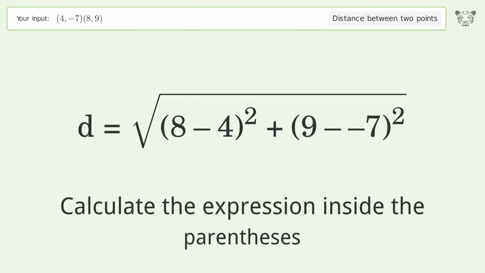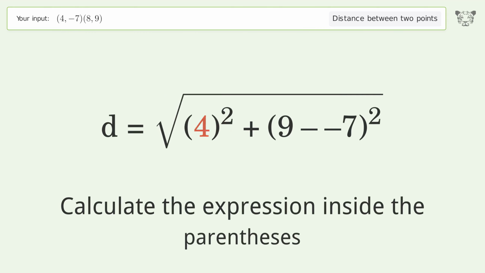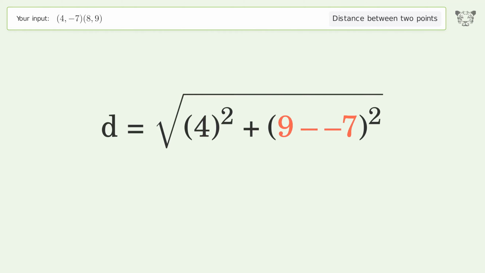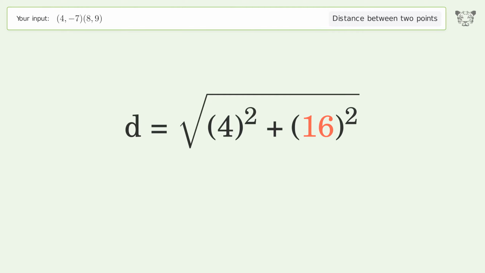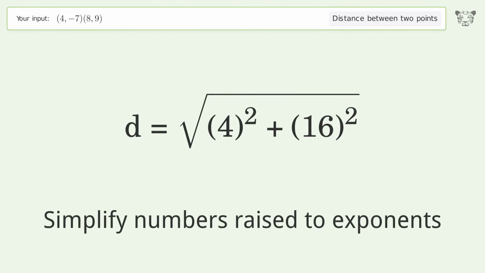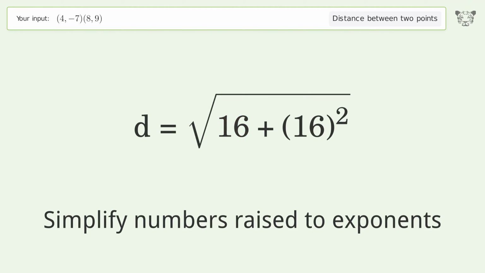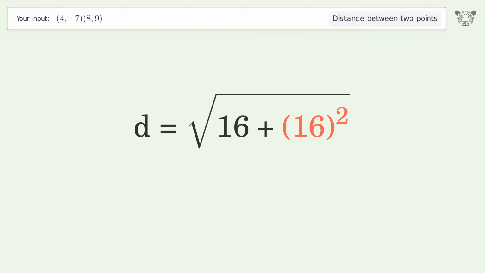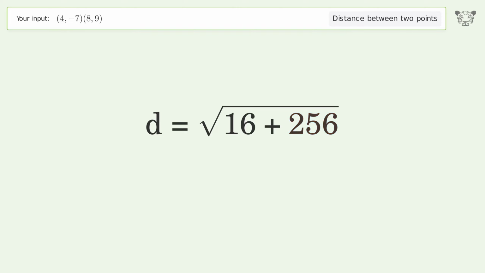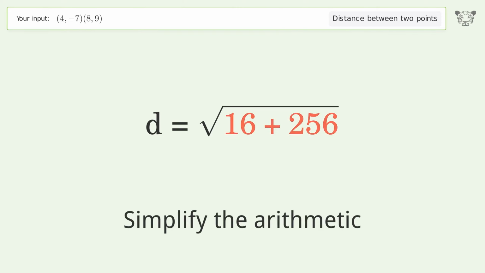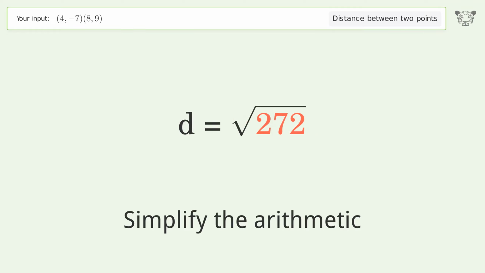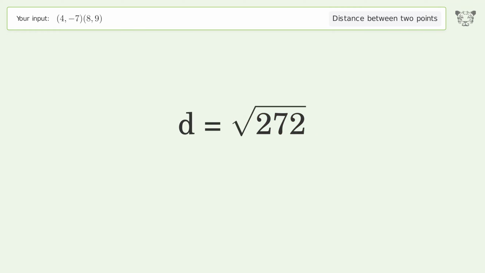Calculate the expression inside the parentheses. Simplify numbers raised to exponents. Simplify the arithmetic. And so the distance between the 2 points is the square root of 272, or 16.492.